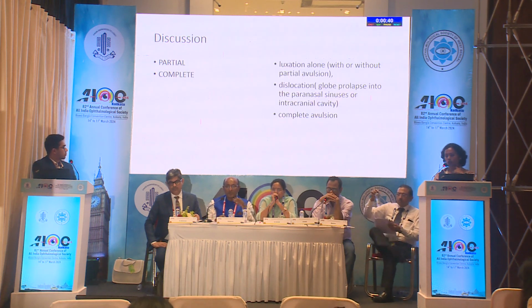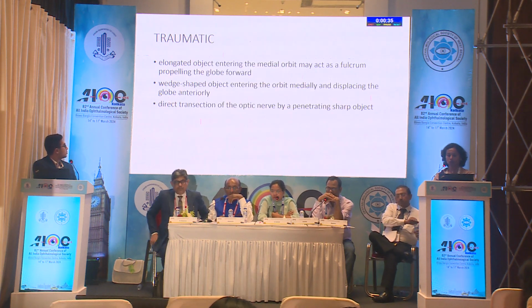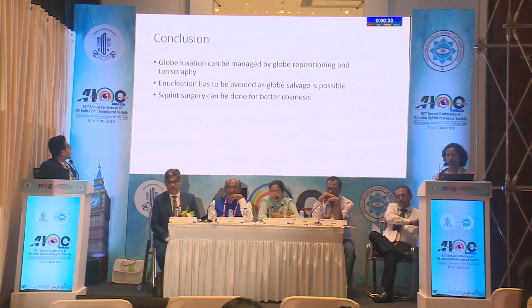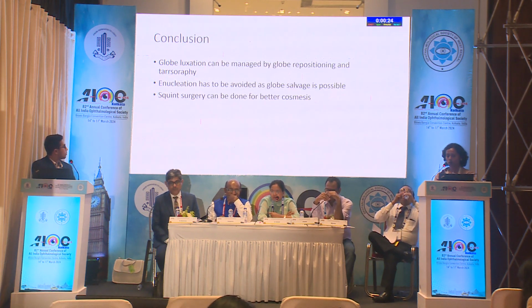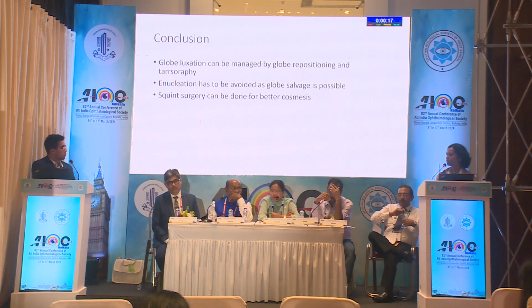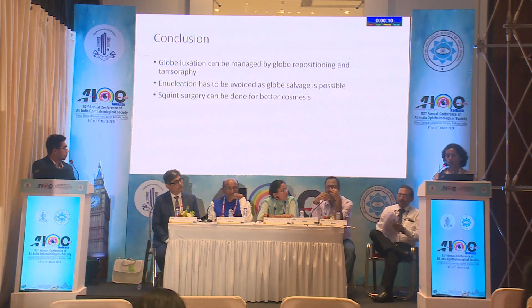So the globe can have either partial or complete luxation, and the etiology is usually traumatic and sometimes spontaneous also. Usually any object entering the medial orbital wall is the cause, and sometimes optic nerve avulsion is also possible. One of the things many people resort to whenever there's globe luxation is to enucleate, and that is something which has to be avoided. Although vision cannot be salvaged, it's a very big mental trauma for the patient to lose his eye as well. So we have to do all we can to prevent enucleation.